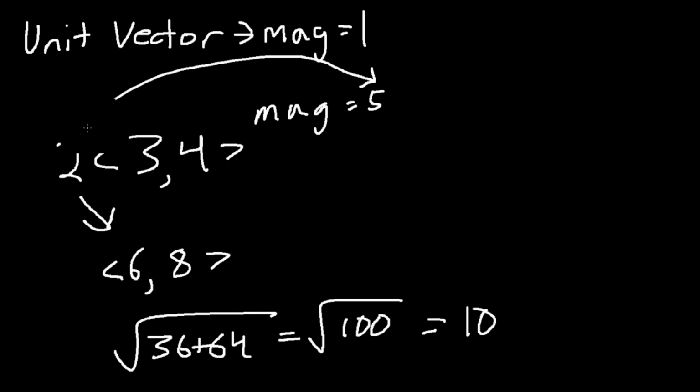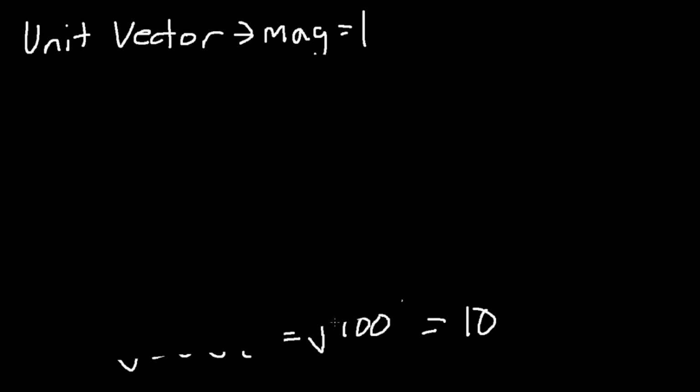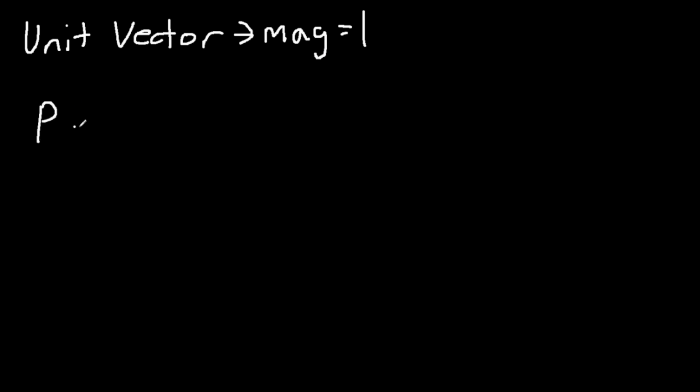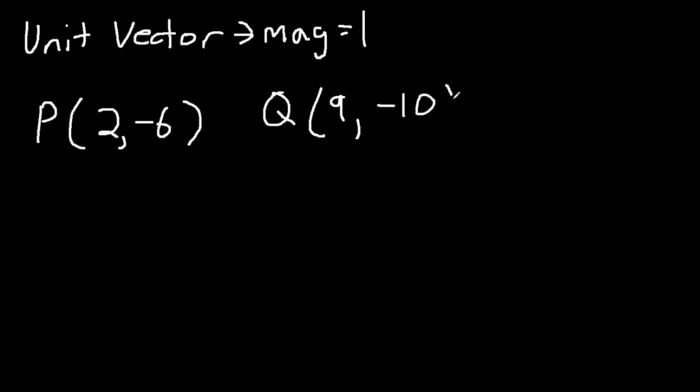So let's go ahead and try that out. Let's say we have two points, actually. P, let's say, 2, -6. Then we have Q, 9, -10. Find PQ first, so just go ahead and do this. Find PQ, the vector P to Q, and see what that equals.